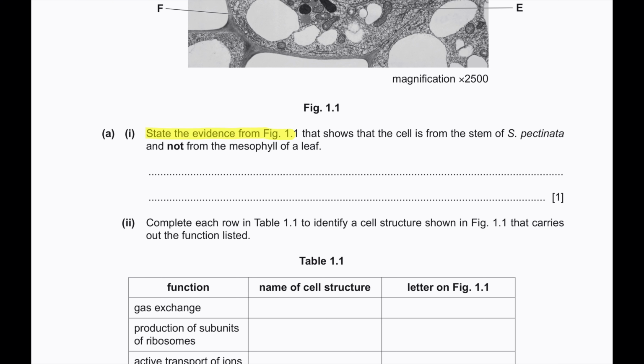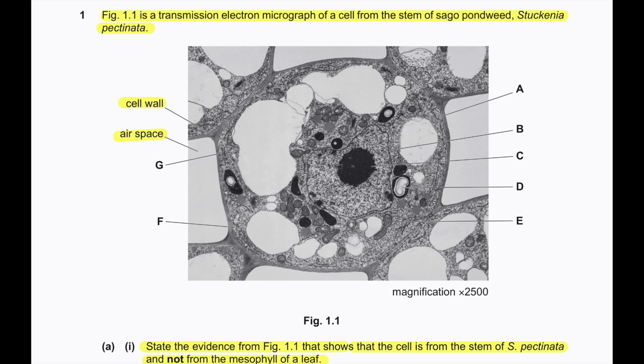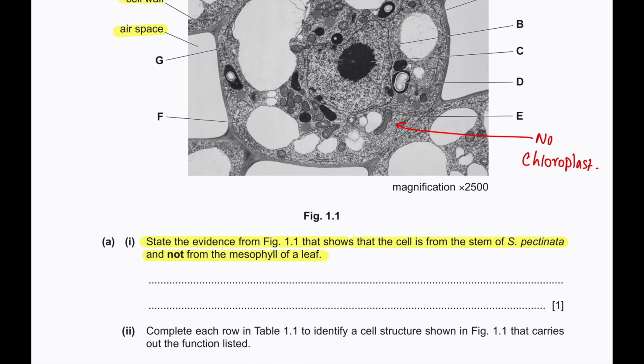State the evidence from figure 1.1 that shows that the cell is from the stem of S. pectinata and not from the mesophyll of a leaf. We can see in the diagram there is no chloroplast. If it were from a mesophyll, then there would be chloroplasts. So we would say no chloroplast present.